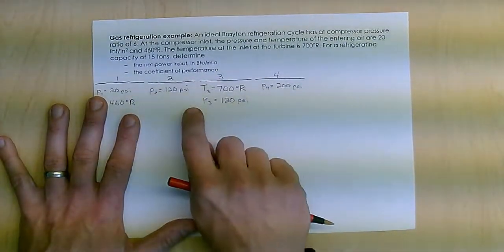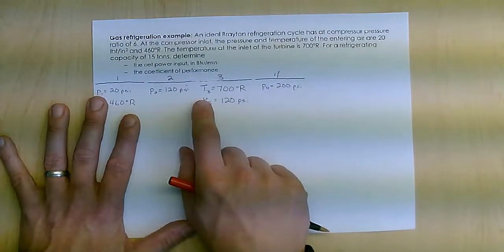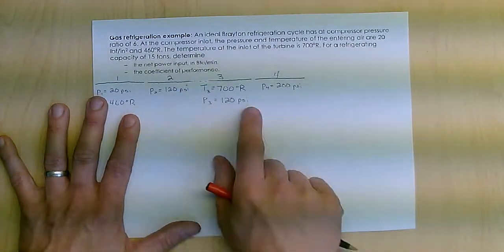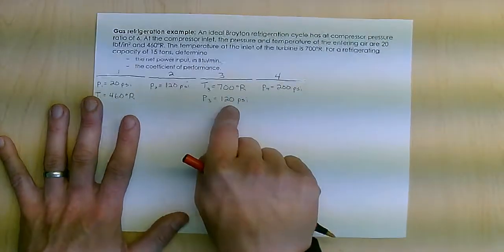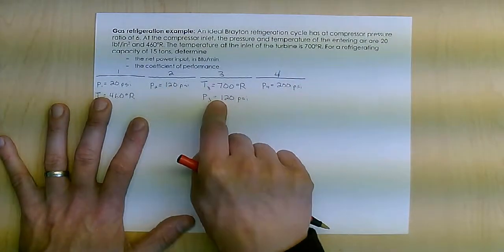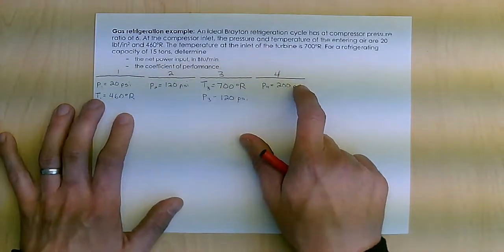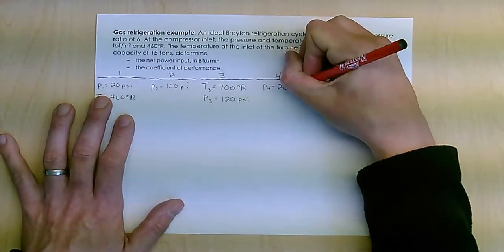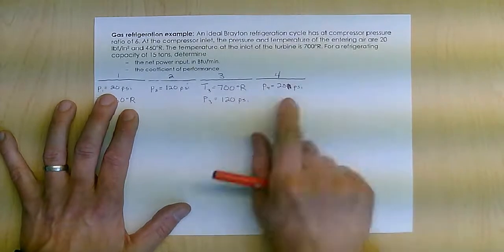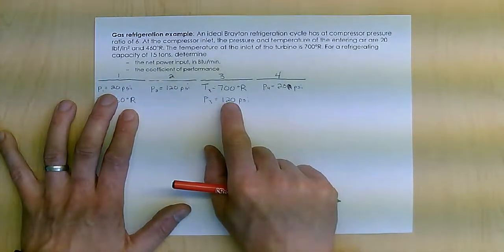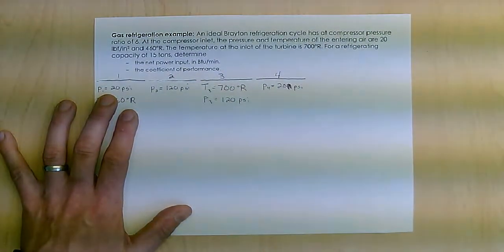So through the warm heat exchanger, I have 120 psi. Through the colder heat exchanger, where the refrigeration is actually occurring, oops, that's not right. It should be 20 psi. Okay, going into the turbine, which is at state 3 here, I'm at 700 degrees Rankine.